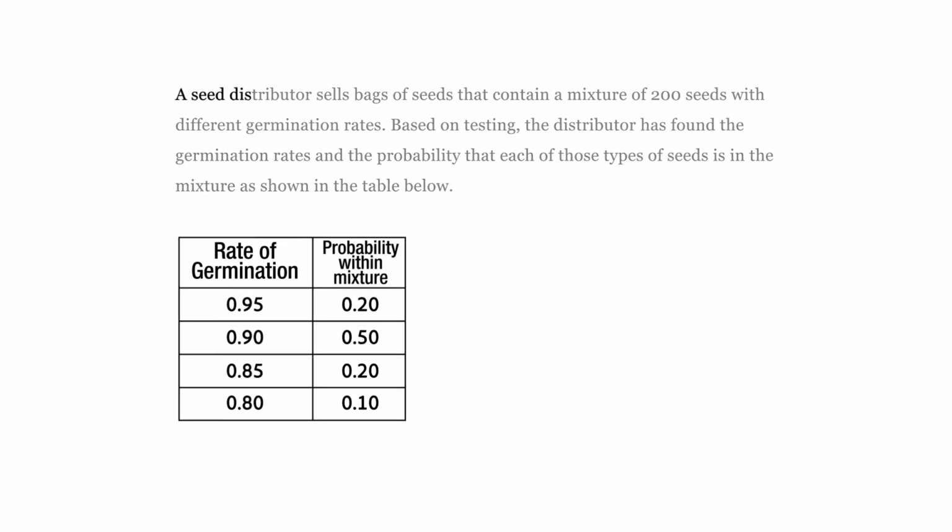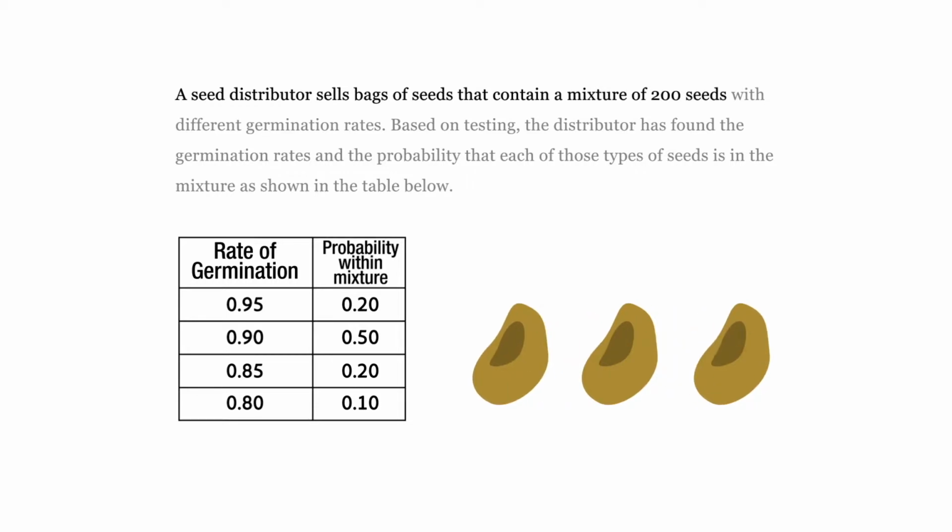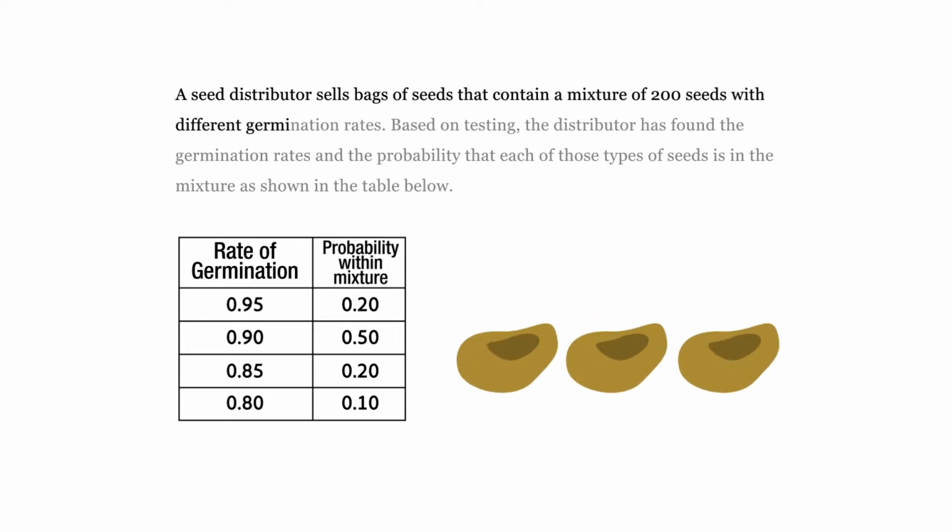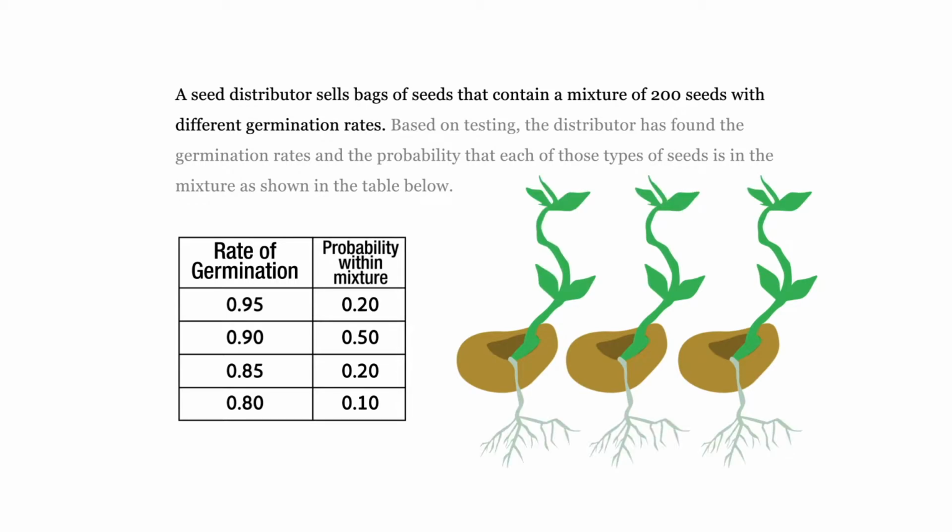So we have a seed distributor, and he's selling bags of seeds, and each bag contains a mixture of 200 seeds, and each one has a different germination rate. And the distributor found the germination rates and the probability that each of those types of seeds in the mixture is shown in the table below.